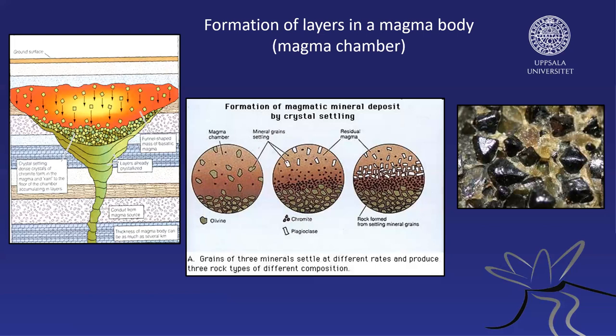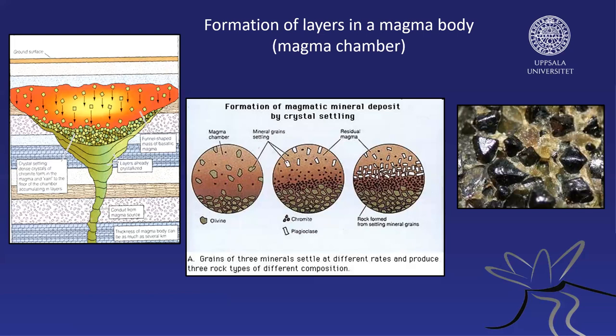We start forming olivine. They settle down at the bottom of the magma chamber. They are super dense because they contain a lot of iron, a lot of magnesium. Then we start crystallizing chromite, slightly less dense because you have more aluminium. And then you form a layer made by chromite only. The chemical composition of the remaining liquid has changed between the formation of the olivine and the chromite.